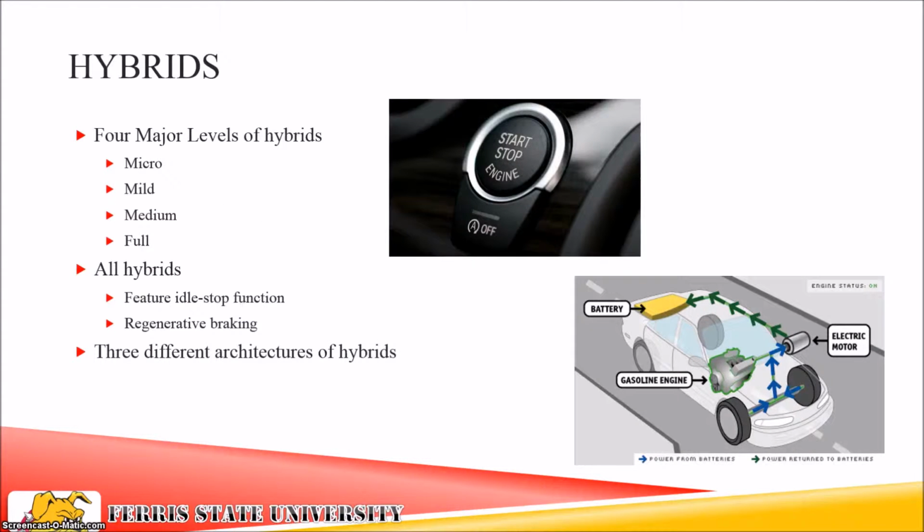When we talk about hybrids, we have four major levels of hybrids: micro hybrids, mild hybrids, medium hybrids, full hybrids. We will go into details in the next couple of slides. All hybrids feature idle stop function and regenerative braking. The idle stop function is a neat function because it shuts off the engine during decel and also shuts off the engine at a stoplight, reducing the amount of CO2 emissions.